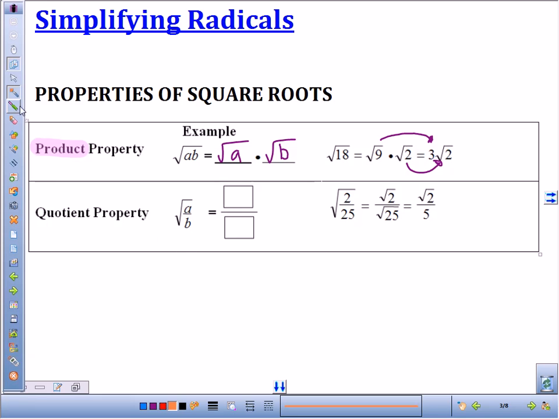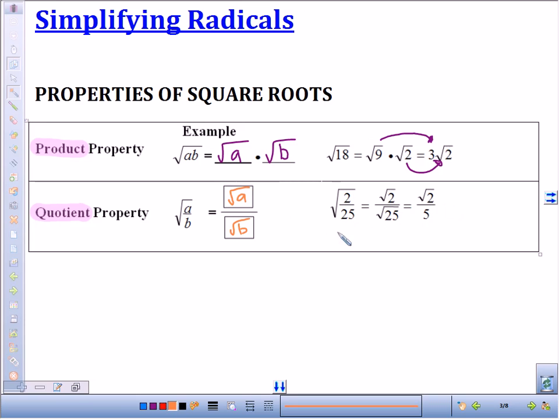Now the quotient property deals with division because quotient is the result of division. It says that if I have a square root, a radical sign here, and the radicand is a fraction, a over b, I can pull that fraction apart, and instead of having the square root of a over b, I can have the square root of a over the square root of b. So I can pull apart a fraction the same way I could pull apart a product.